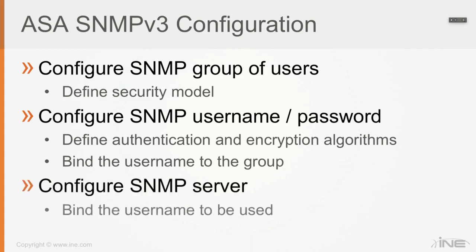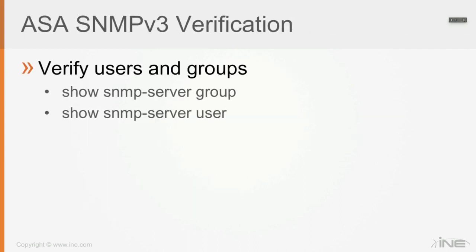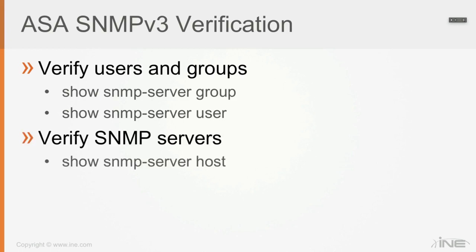And then on the ASA, we have to configure the SNMP server. For security reasons, as opposed to IOS, you have to configure the SNMP server and bind the username to be used for that server, so that the ASA knows which credentials or authentication and which encryption algorithms to use to communicate with that server. Verification wise, verify likewise users and groups. The commands are show snmp-server group and show snmp-server user. Verify SNMP servers with show snmp-server host.